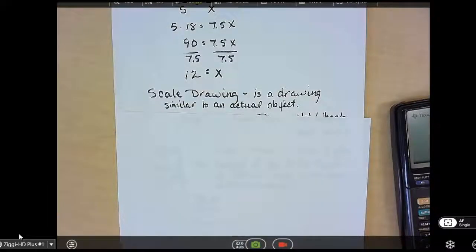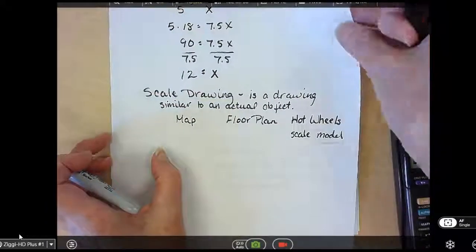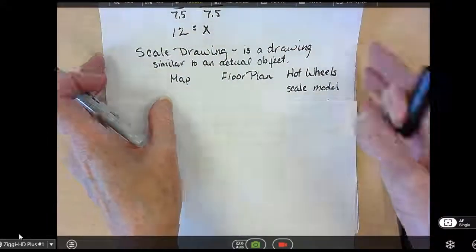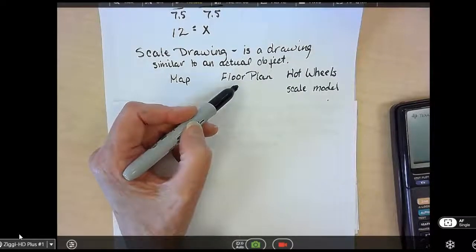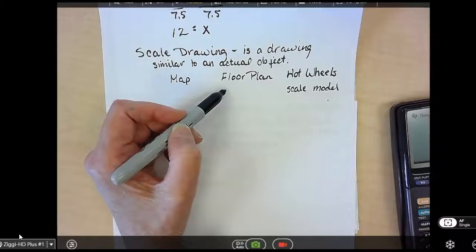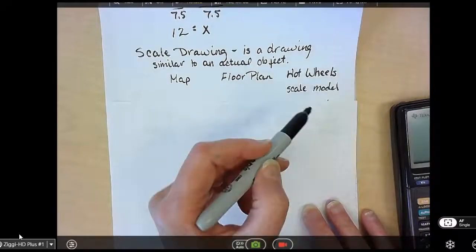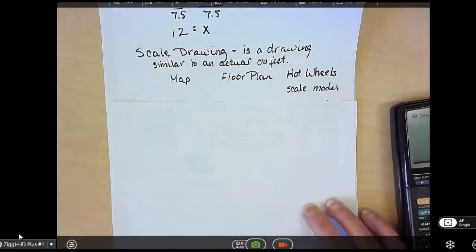Okay, so other proportions we can use are with scale drawings. And a scale drawing is a drawing similar to an actual object. Some examples I put down here. A map. The map would never fit on the wall or in a book if we drew it to actual size, so we always use a scale. Floor plans, if you've ever looked at any architectural floor plans, they're always drawn to scale. Hot Wheels is a scale model, so that actually is the whole thing at a smaller scale, and so you can also have that.